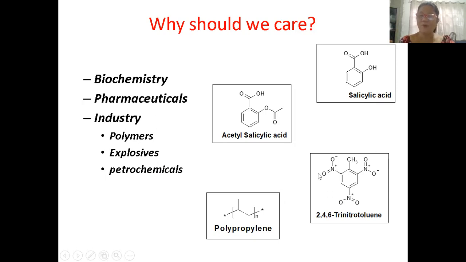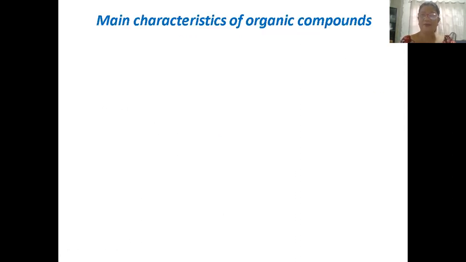This is 2,4,6-trinitrotoluene, or in short TNT. This is an explosive, the one placed in dynamite, that is TNT. And this is polypropylene, which is the starting point for polymers. That is the starting point in the structure. Then there is a lot of polypropylene. That is why we need to study organic chemistry.